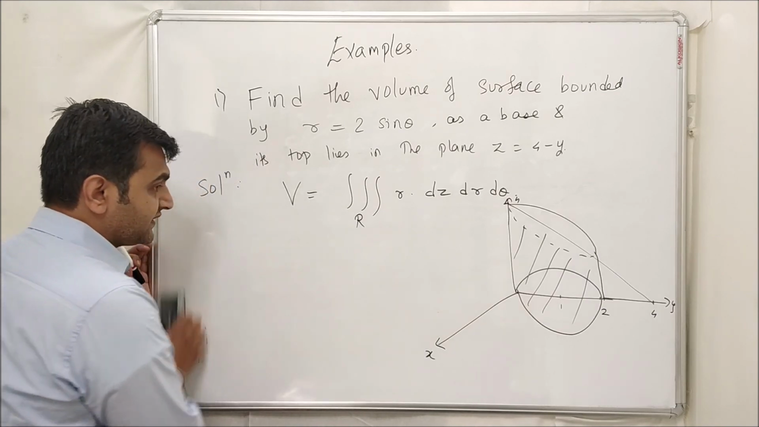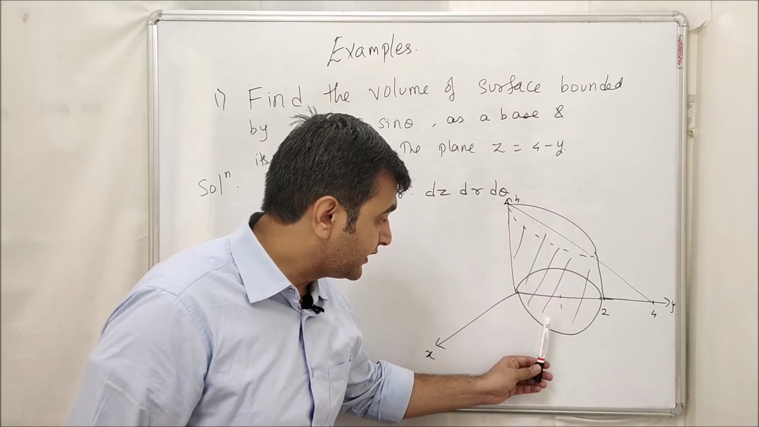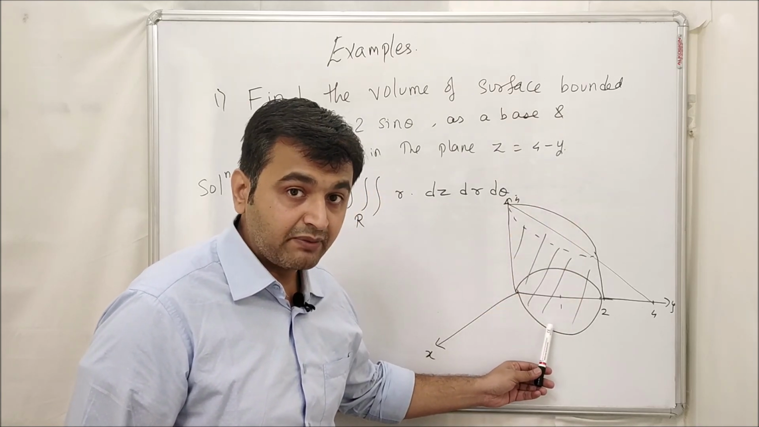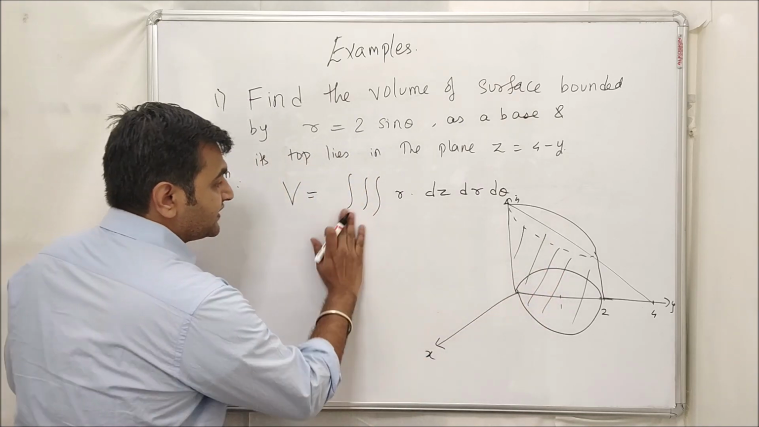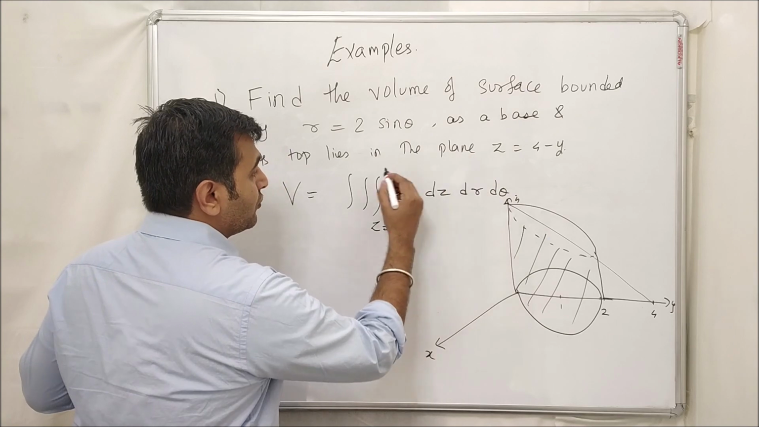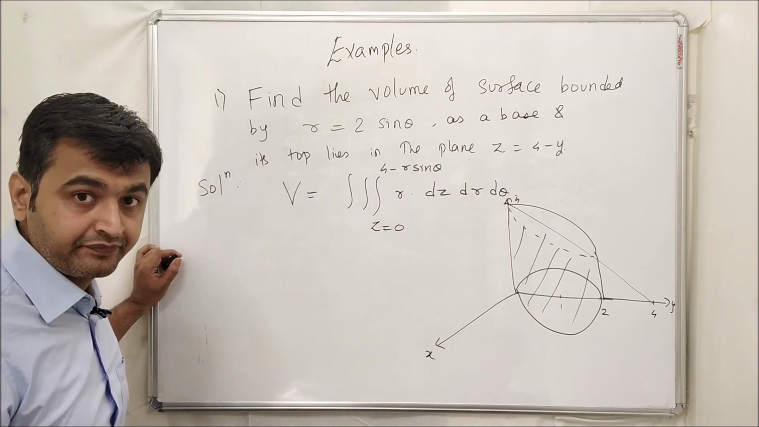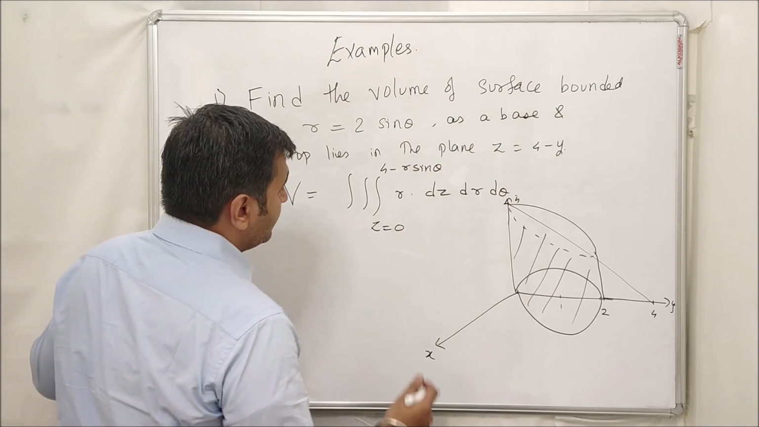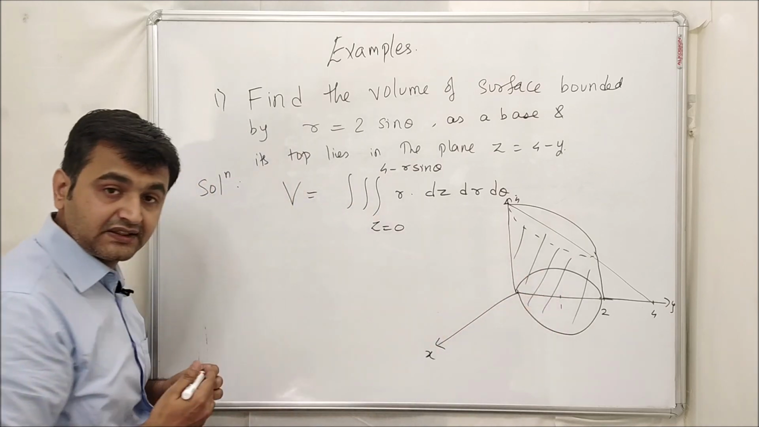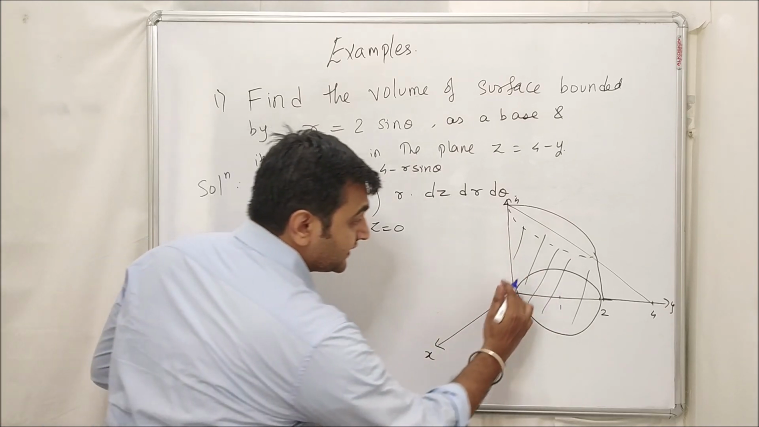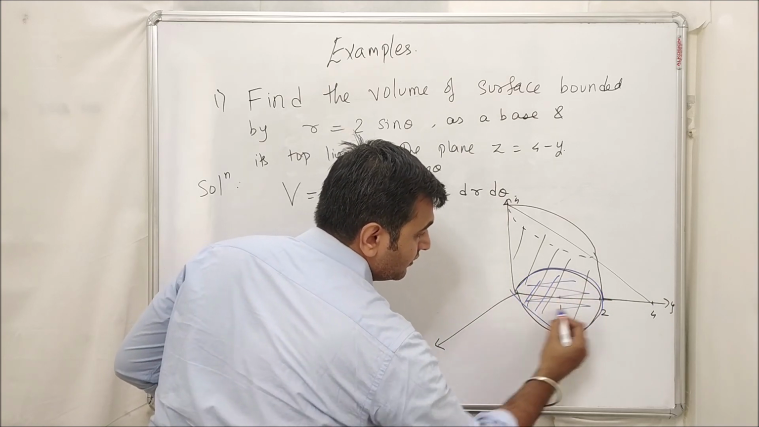Now how will you find the limits? To find the limits of z, you draw the line parallel to z-axis. It is entering from the base of the circle, which is in xy plane. So z is starting from 0, coming out from this plane. So your z is starting from 0, coming out from 4 minus y, but y is nothing but r sin theta. Okay, good. Now what is your r and theta? So you project in xy plane. When you project in xy plane, what do you get? You get this circle over here, right? So the projection is nothing but this circle over here.